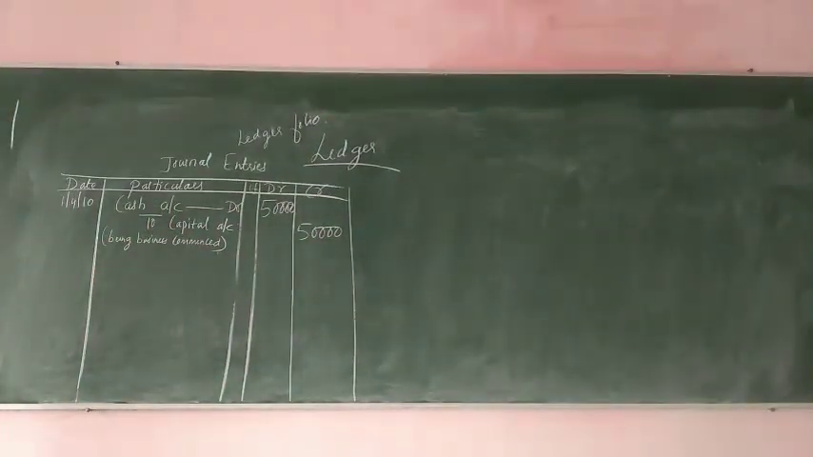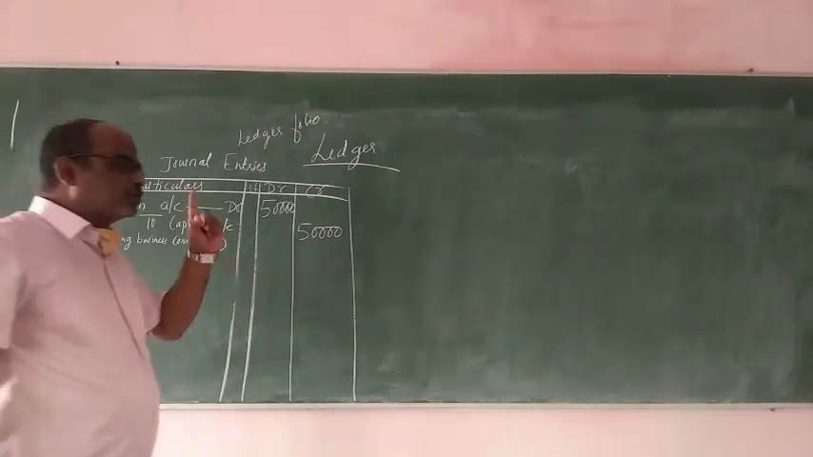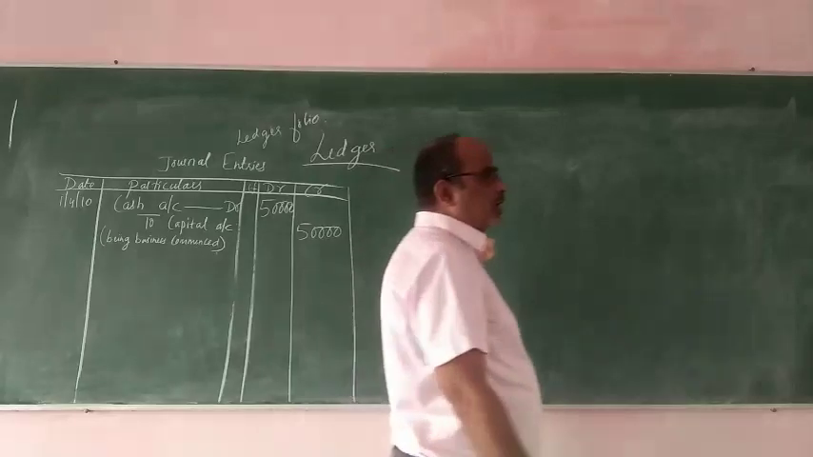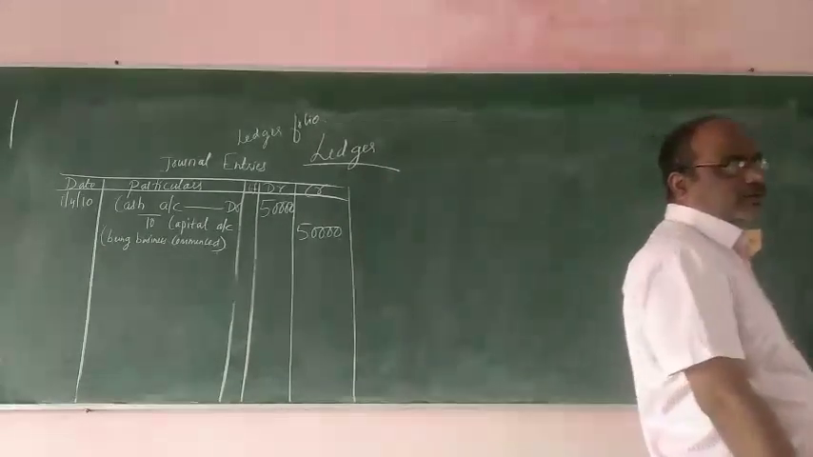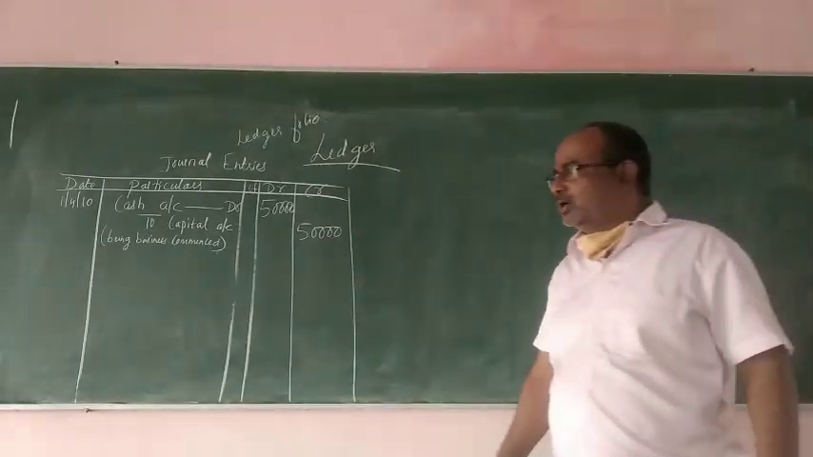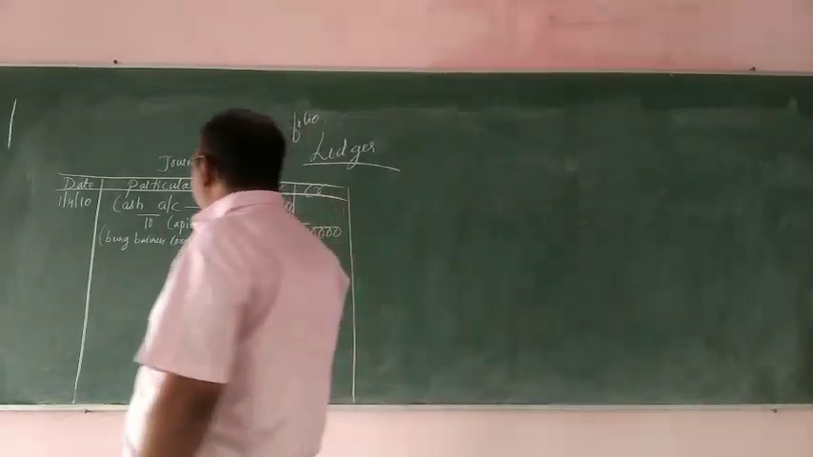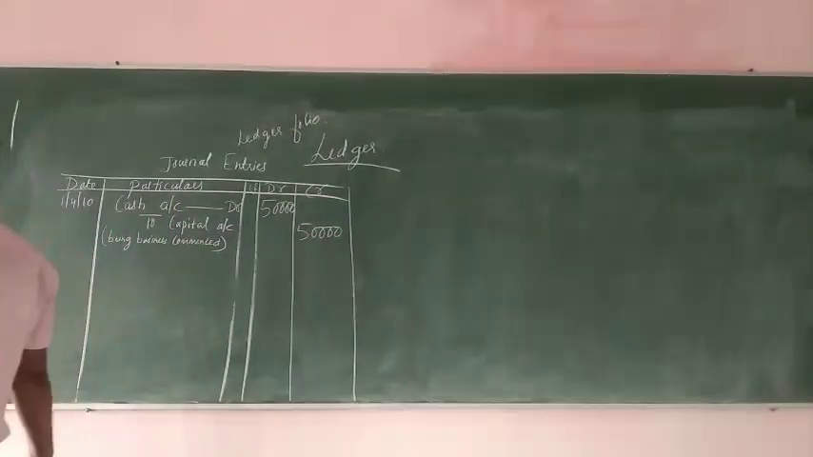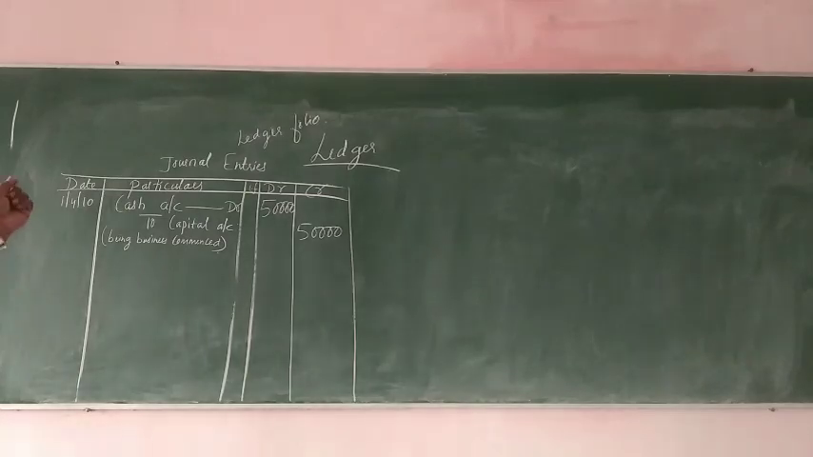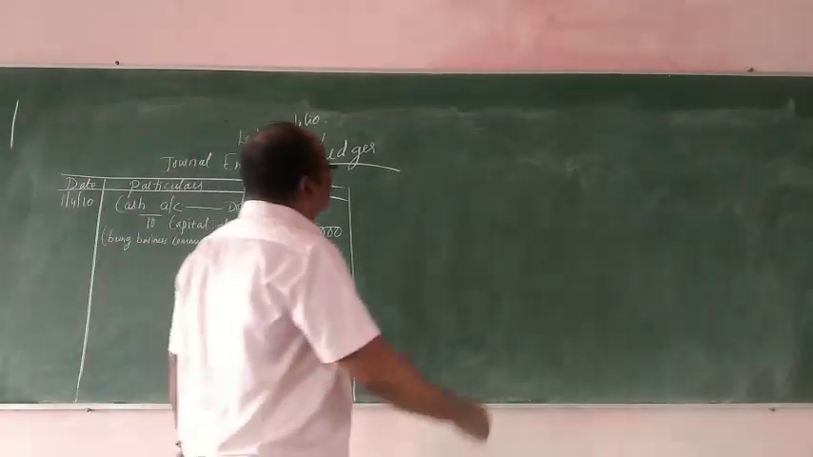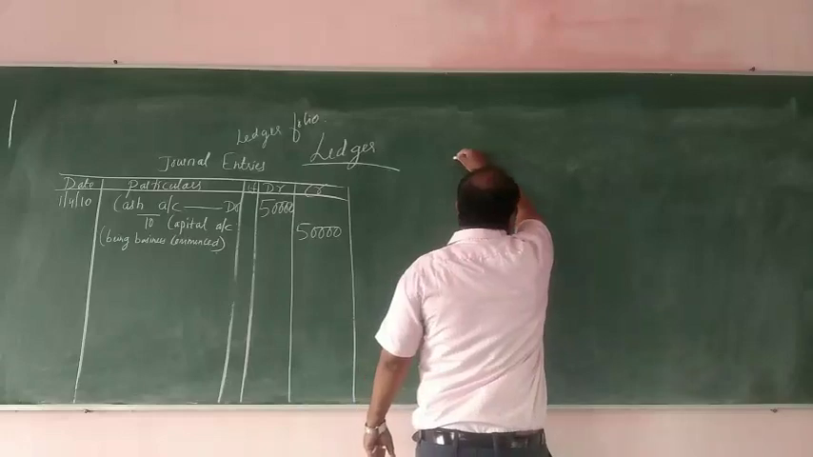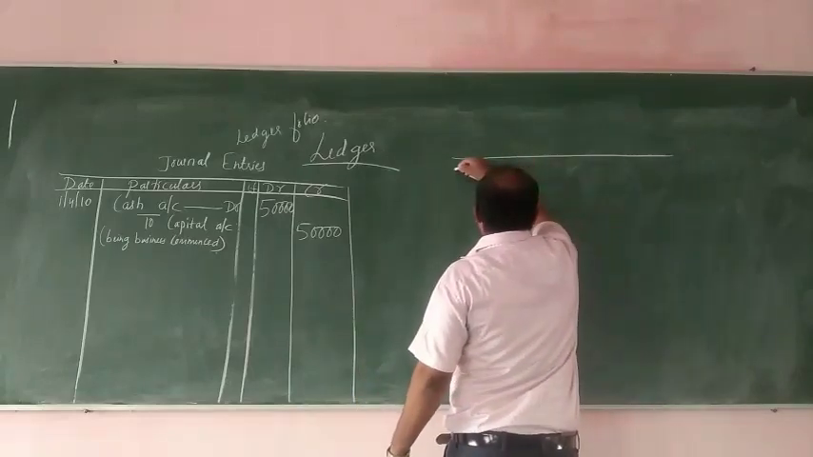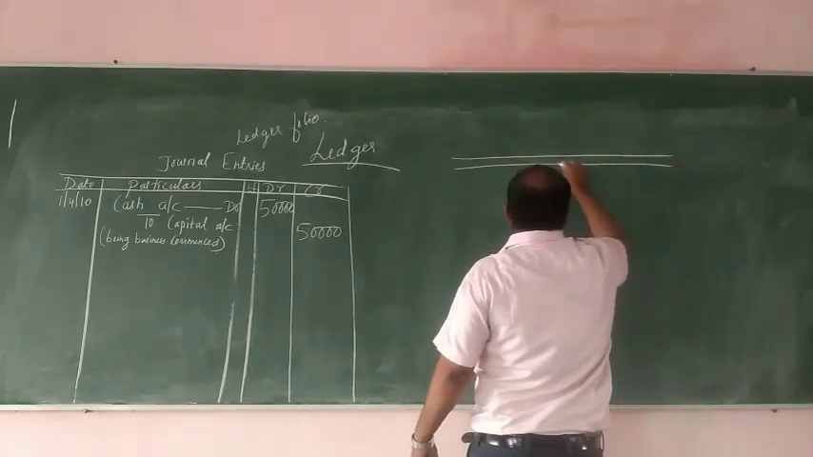So what you are supposed to do is, along with journal entries, maintain one more book called the ledger. One more book called what? Ledger. So we will take one ledger book. In the ledger book, accounts will be there. So the ledger book will be like this. Here I am not going into detail.